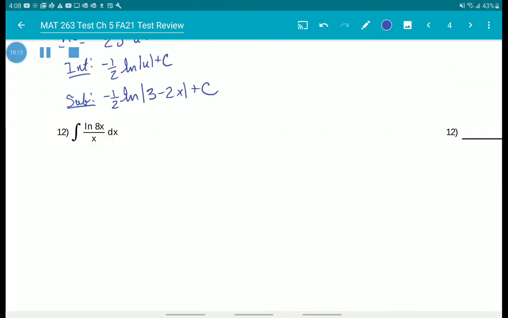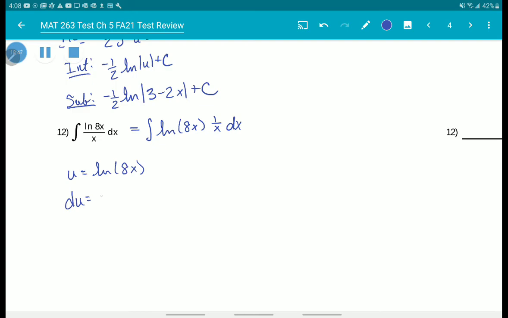Okay, let's look at 12. Now I'm going to think about this one as a rewrite. I'm going to have ln of 8x times 1 over x dx. If you're not sure where to start with a fraction, try pulling the numerator out and kind of undoing that multiplication of fractions and see if that helps. Let's try letting u be that ln of 8x.